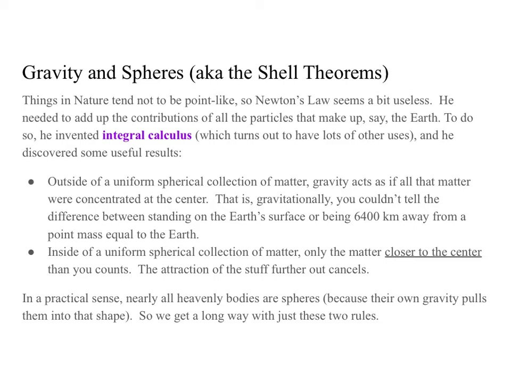Outside of a uniform spherical collection of matter, gravity acts as if all that matter were at the center. So if I have a planet made of lots of stuff, this looks like a dot if I'm looking from outside. I can treat a spherical distribution of matter as if it were a point. So he's already like, so there you go. I'm back into my law.